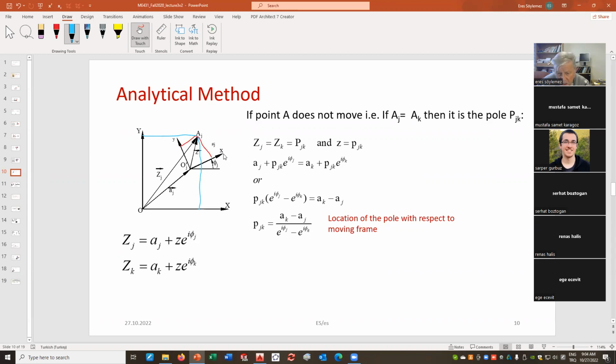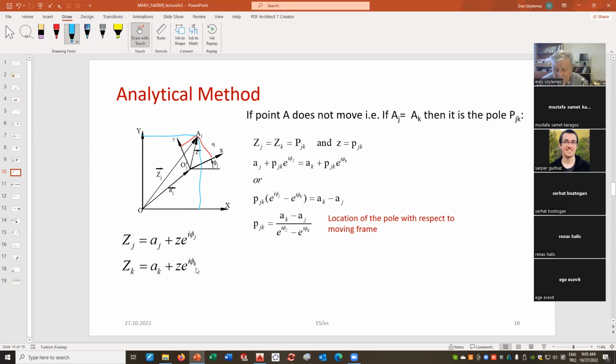If this xy moving coordinate frame was parallel to the reference frame, it will be a plus z, no problem, as you can see. But if it is rotated, we multiply z with e to the i phi j. Zj will be equal to aj plus z e to the i phi j. If I have a k-th position, zk, at the k-th position, it will be ak. Aj is going to change. z is not going to change. If A is the same point on the moving body, z is the same.